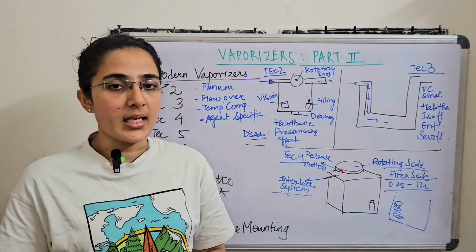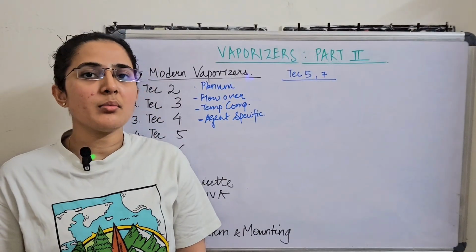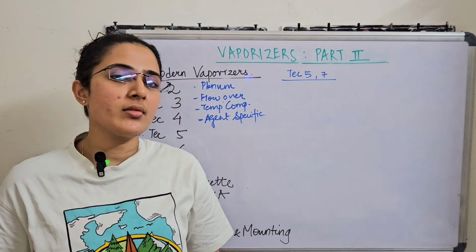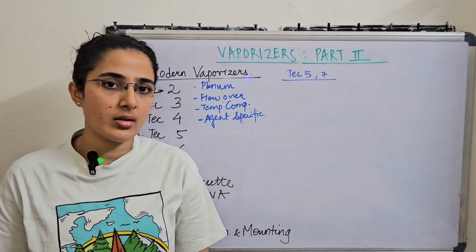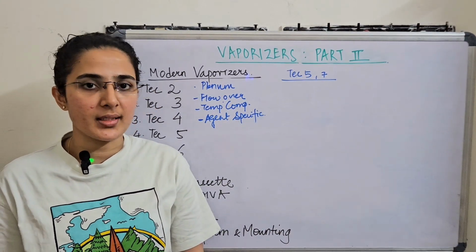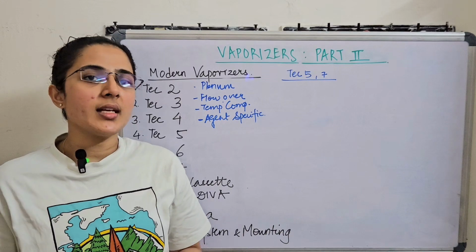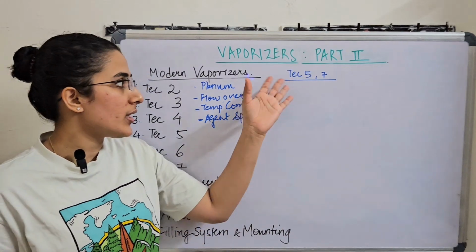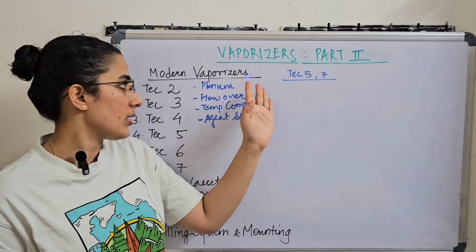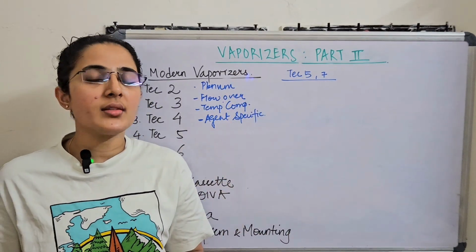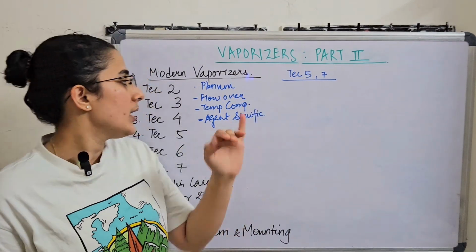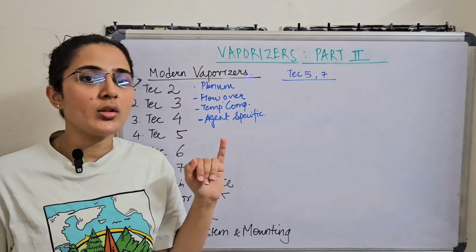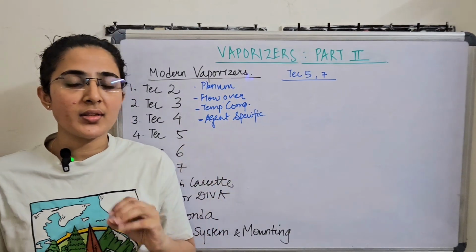So next we are coming to Tech 5, Tech 7 and the later models of the Tech vaporizers. More or less they have similar features. There are certain things which are an upgrade, including all the basic features like it is a plenum, it is flow over, temperature compensated, agent specific.